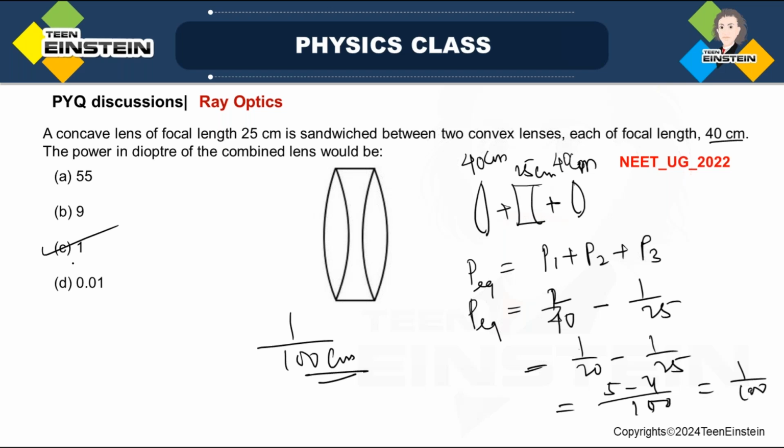But diopter is per meter. Per meter means this will be 1 actually. 1 over 100 centimeter means 1 meter. Okay, per meter is actually diopter. Diopter means some value per meter. This is the diopter unit, so the answer will be 1.